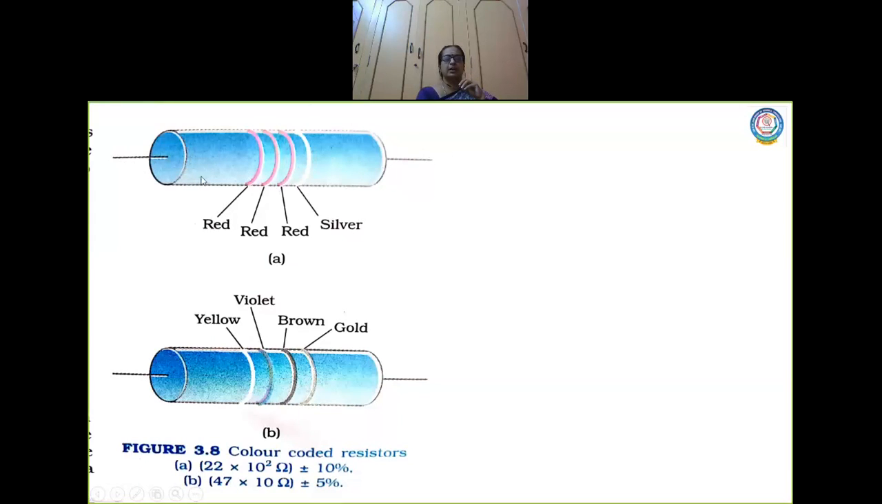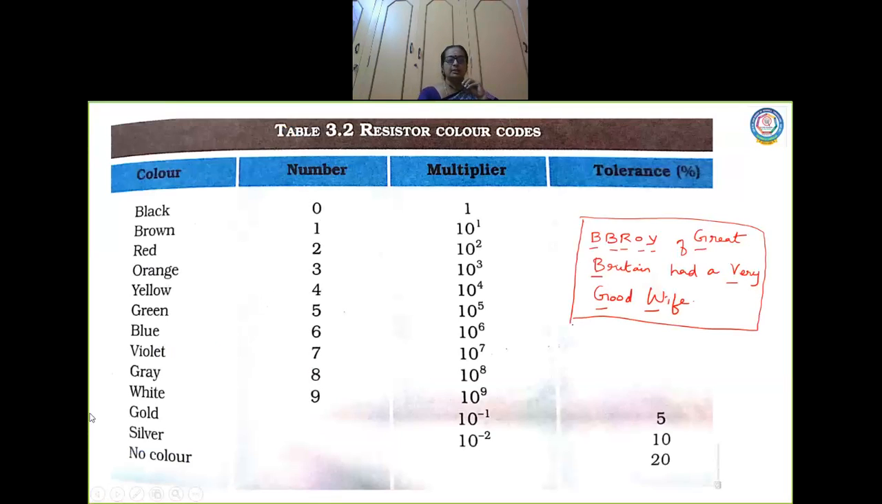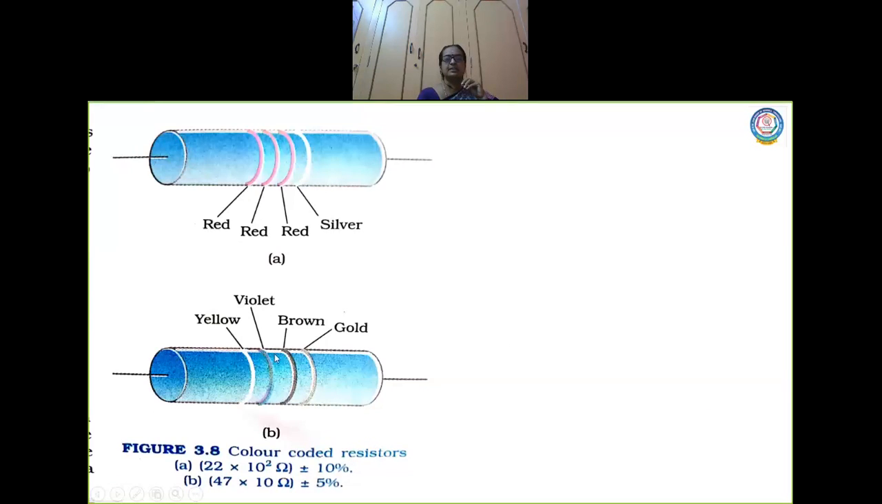This is made up of carbon, and you have colored rings here. Now as far as this is concerned, you have 3 rings. This is the first ring, second ring, third ring, and the fourth ring will be either gold, silver, or it may be without any ring. Now as far as this diagram is concerned, it is a silver ring, children. So this last ring talks about tolerance.